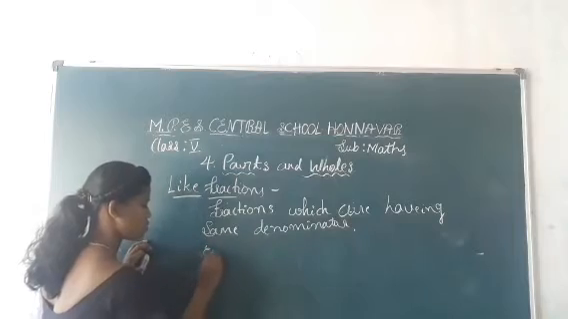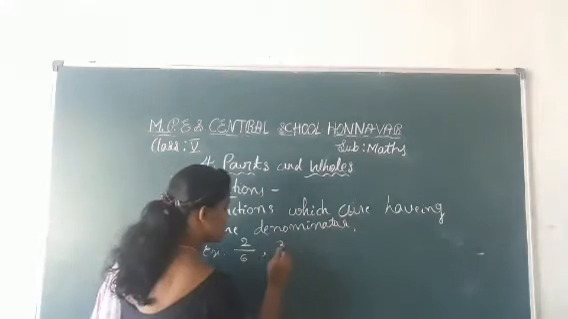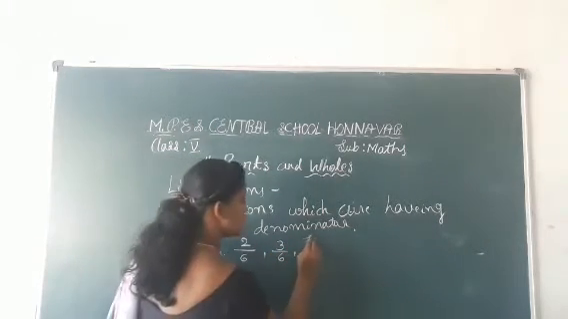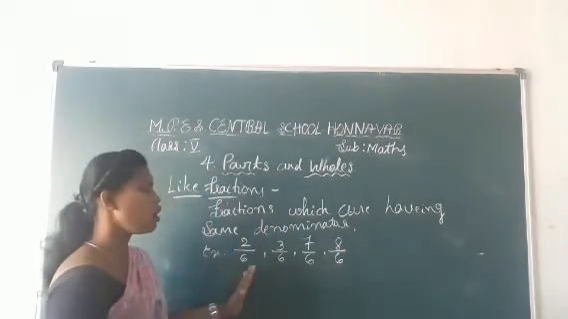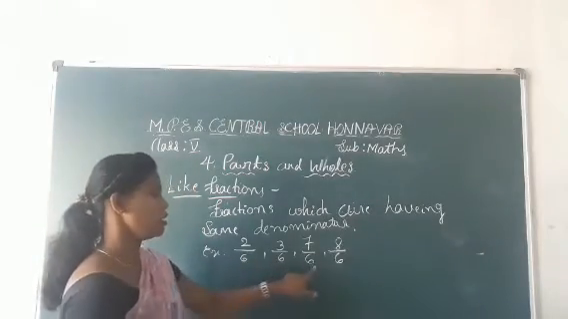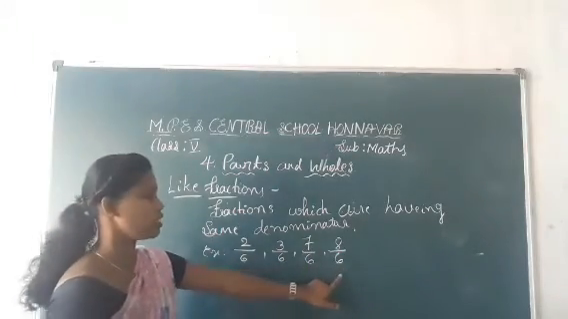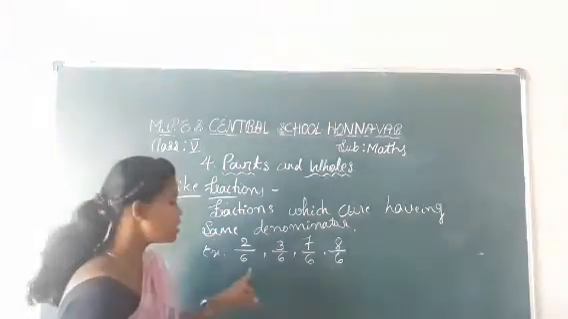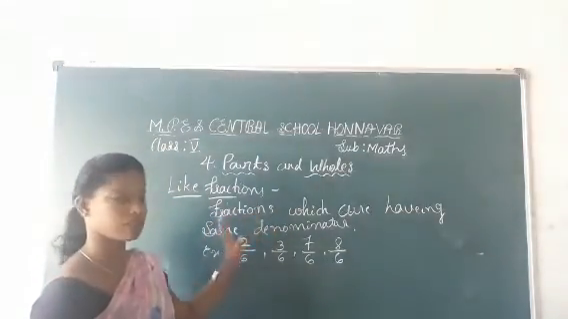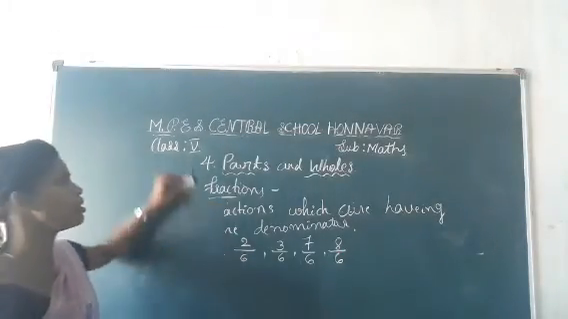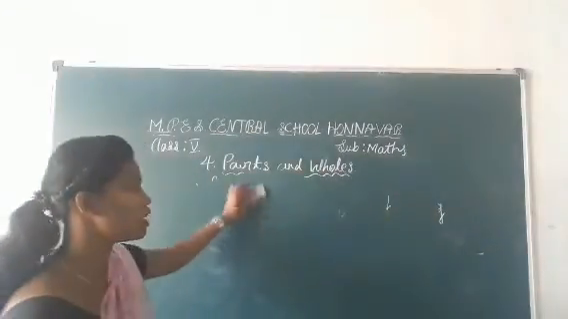See here, for example, 2 by 6, 3 by 6, 7 by 6, 8 by 6. These all fractions are having the same denominator. Here it is 6, here also 6, here also 6, and here also 6. So these all are like fractions. Understood? Okay. Next we see another fraction, that is unlike fractions. What is meant by unlike fractions?